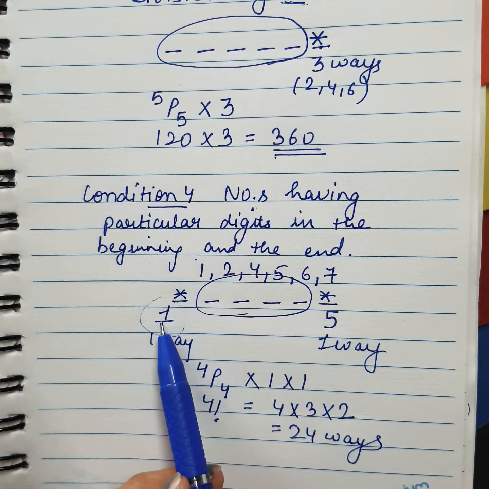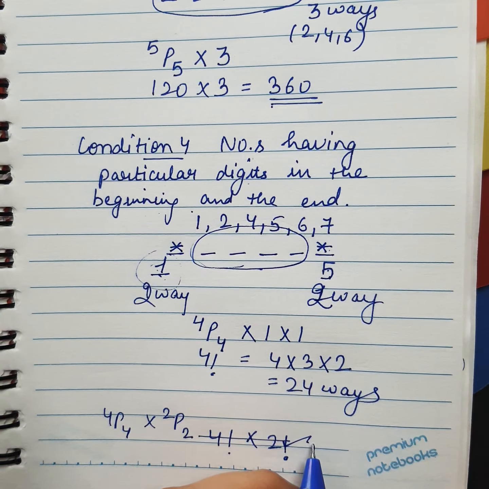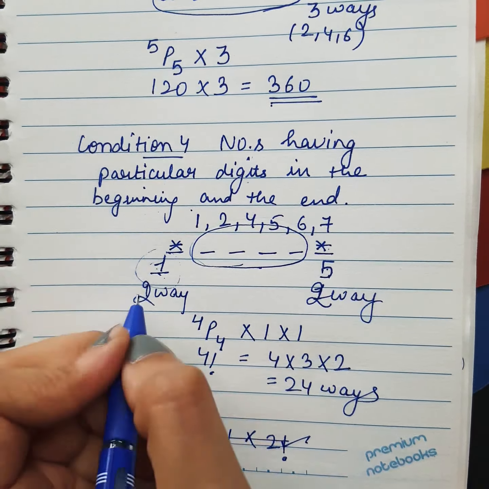Now suppose these numbers are not fixed, but they can interchange. So the starting number can be 1 or 5, and the ending is also 1 or 5. Then also the middle numbers will be 4 factorial ways. But for the starting and ending, there are 2 ways of writing this as well as 2 ways of writing this. In that case, 2 factorial here, because 2 numbers have to be filled in 2 places. So we will actually write 4P4 into 2P2, so 4 factorial into 2 factorial. Right now this is 1 and 1.